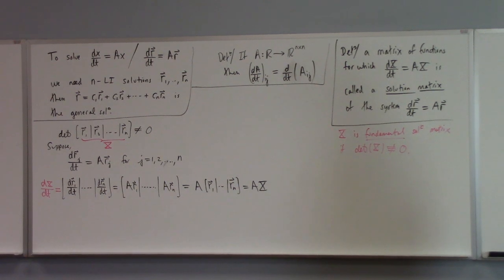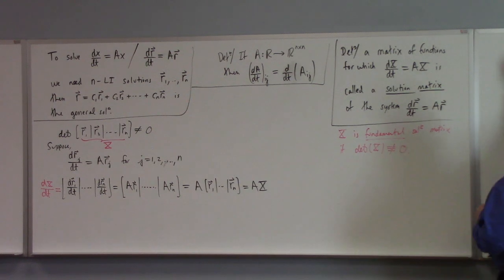All right. So it would be super nice if we could find a solution matrix to the differential equation dx/dt equals Ax, right? Because if we could do that, then we'd have a set of n linearly independent solutions, and then we could form the general solution using those. That's it. So here's the deal.